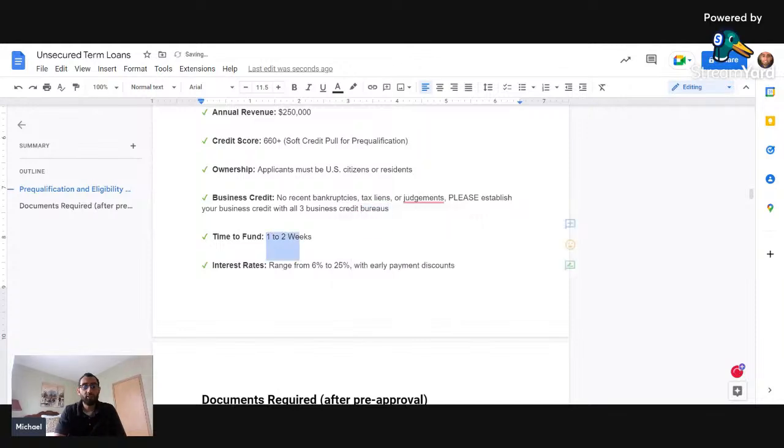Time to fund, it is 1 to 2 weeks. I know it's a little bit more time that it takes, but that's because we're looking at extra documentation to approve you, an extra underwriting step. So that's okay. And it's still relatively fast.